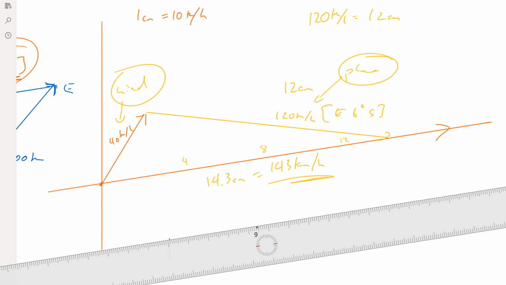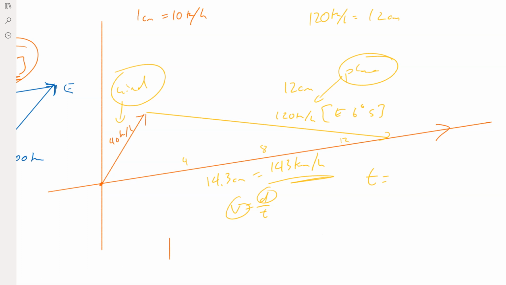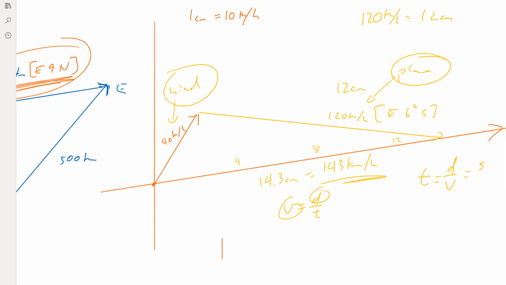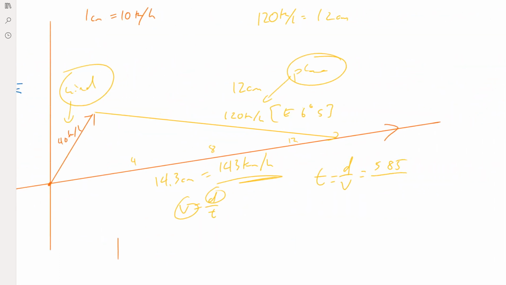So finally, I know my destination. And I'm going to use my formula v is d over t. Now I know what my destination is, and I now know my speed. So what I'm trying to find is time. So let's rearrange this equation. So t is d over v. I know I am 585 kilometers away, and I'm going to travel at 143.